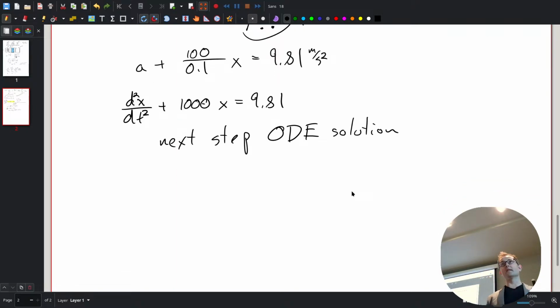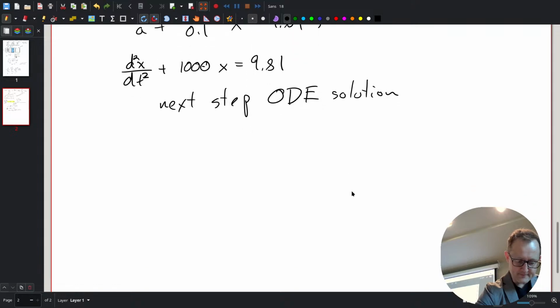All right, so let's take a minute, because almost every equation of motion is going to be a second order differential equation. It's just the nature of dynamics. F equals ma. If you're looking for position, a is the second derivative, so you end up with acceleration as a function of position, velocity, and time. I like to rewrite this as x double dot plus 1000x equals 9.81.